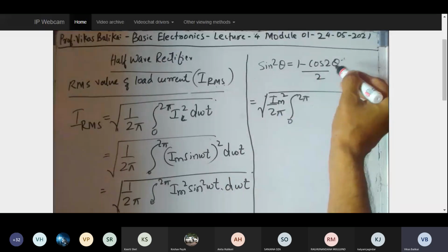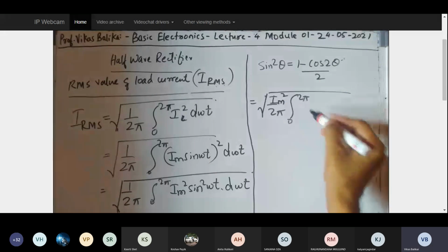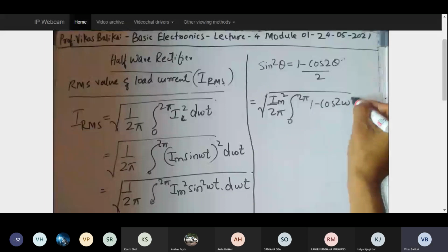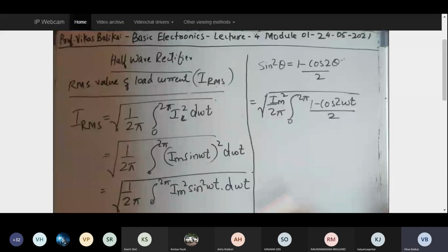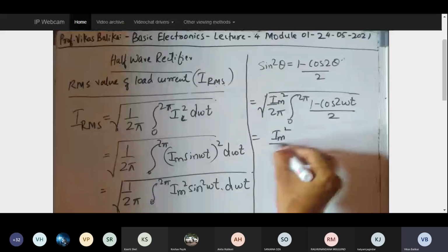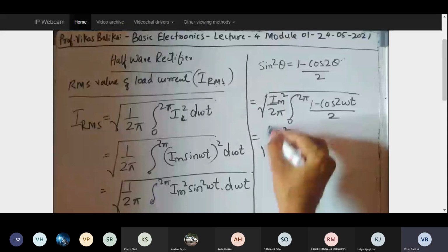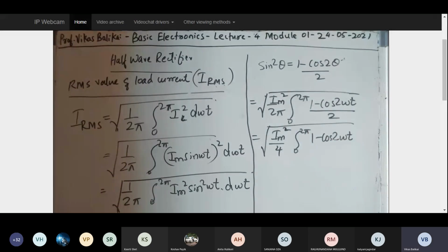Now here in the place of theta, I am using omega t. So can I write it this way? 1 minus cos 2 omega t upon 2. And since this 2 is constant, I'll take it out. So that will make Im square by 4 under root, integral 0 to 2 pi of 1 minus cos 2 omega t d omega t. Of course, that will be there.